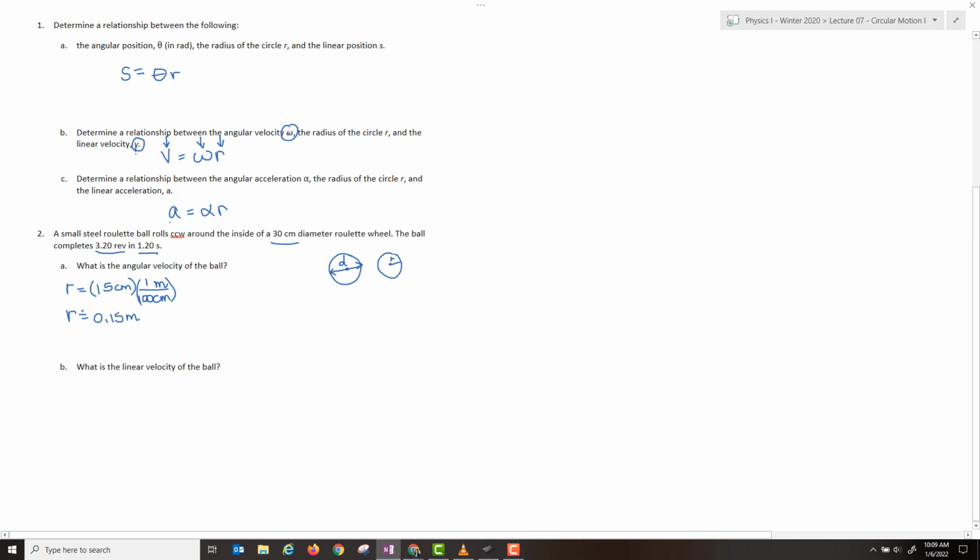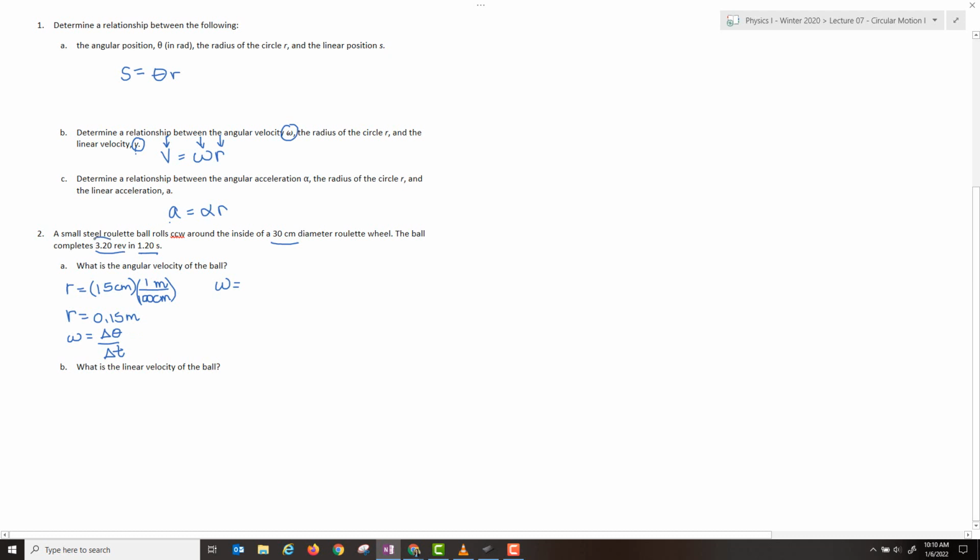All right, so we can use that to figure out what our omega is. Our omega is the change in theta over the change in time, just like our velocity is the change in position over the change in time. It's the same thing. So now we're going to find out what our omega is. I'm going to do that on the side here. So omega is equal to the change in angular position, so our change in theta.